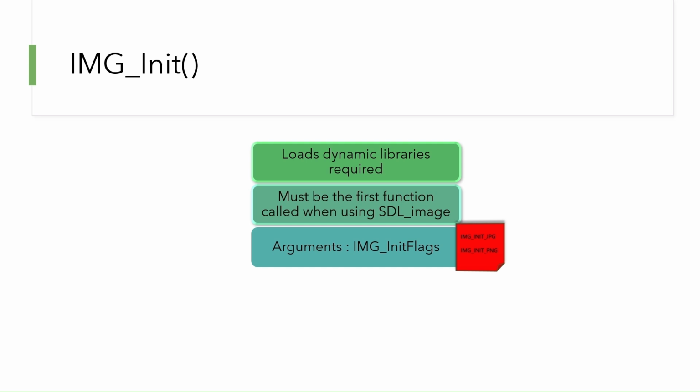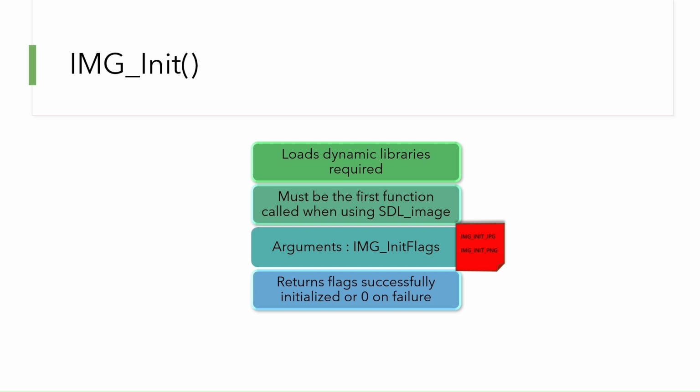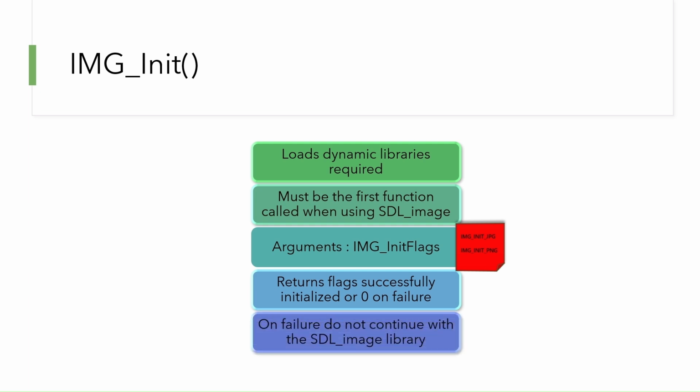What this function returns are the flags that are successfully initialized, indicating again the types of image formats that we can successfully use in our code. If it fails though, it returns a 0, and if ImageInit fails, it is recommended not to proceed with using the SDL image library in our code.